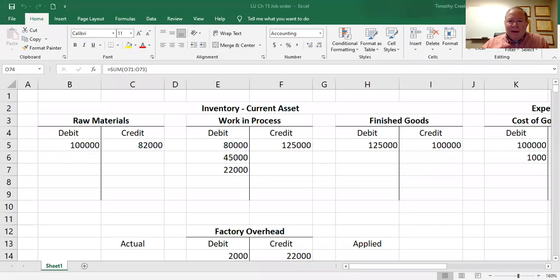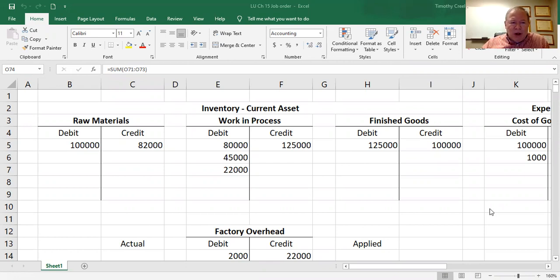Hello. I wanted to talk a little bit about job order costing. And let me go ahead and share the screen. Now, I've worked an example here, but I want to walk through this and talk a little bit about job order costing.